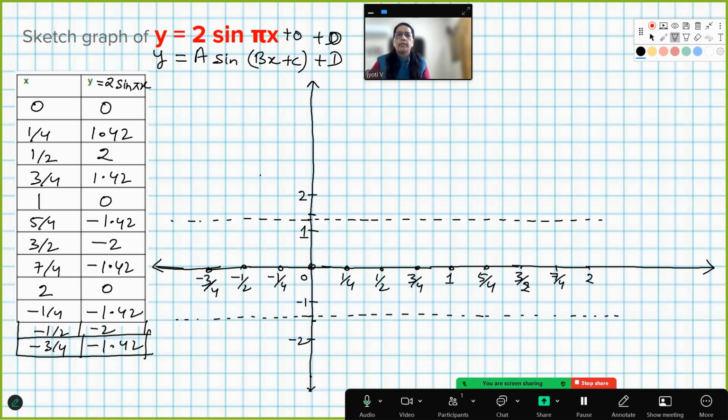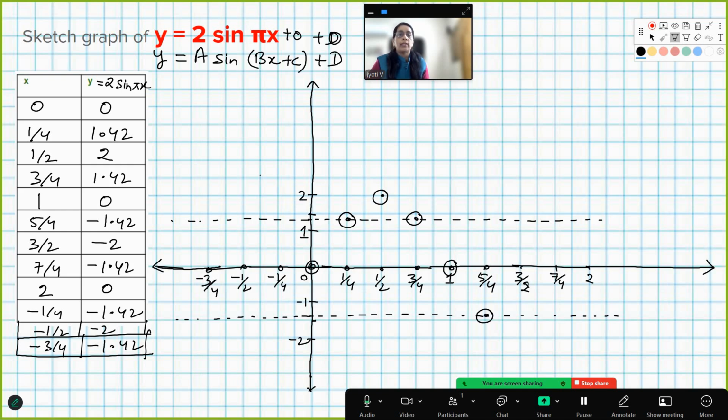Let's start plotting. So first one is the 0, 0. I'll be encircling those points. 1/4 and 1.42. So this is the next point. Half and 2. So it rises up to this. 3/4 and 1.42. So it comes back here. 1 and 0. Lovely. It is on the x-axis. 5/4 and negative 1.42. It is here. Then 3/2 and negative 2.